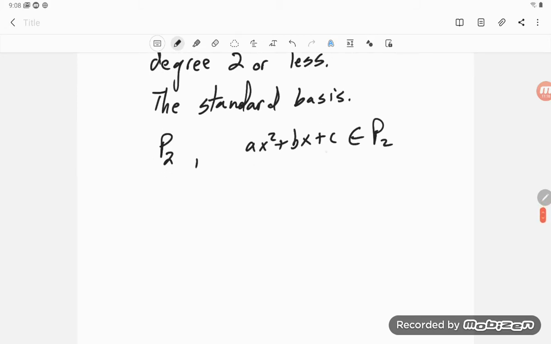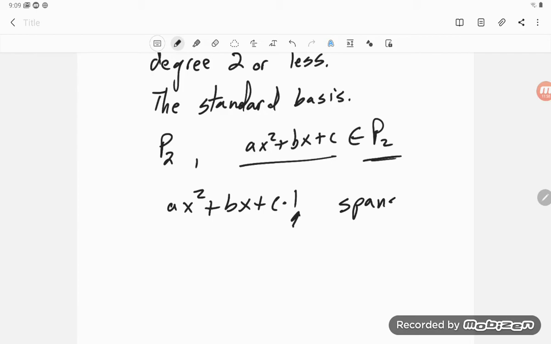Well, then we see that x squared, x, and 1 span this subspace P2, because I did it right there, right? I have that this polynomial is exactly ax squared plus bx plus c times 1. So here is a linear combination of my 3 vectors, x squared, x, and 1. And so we have spans P2.